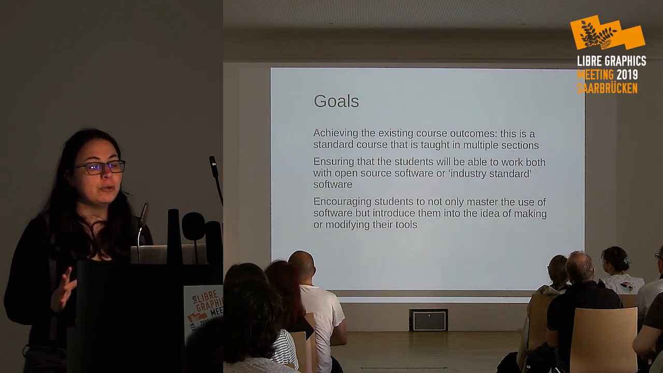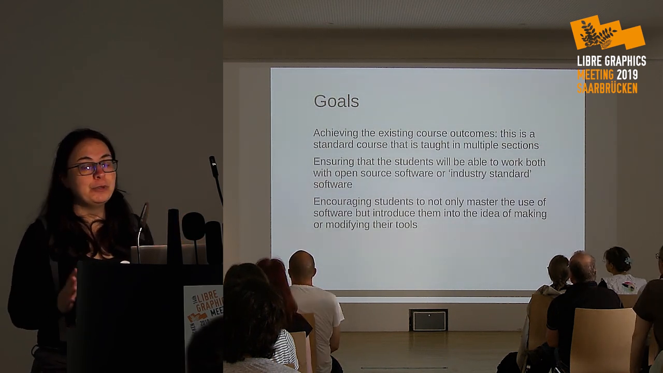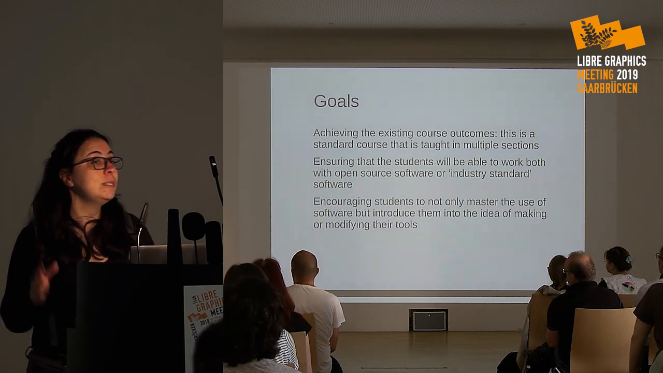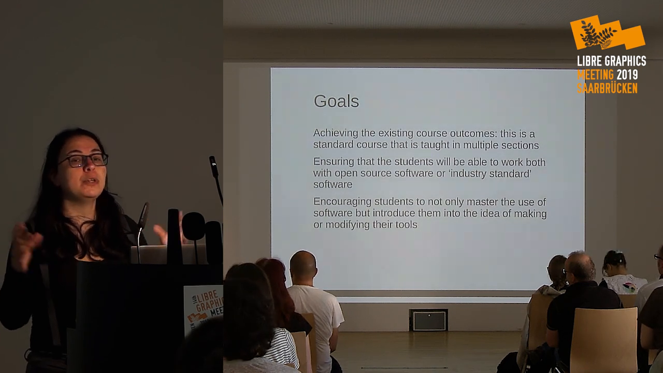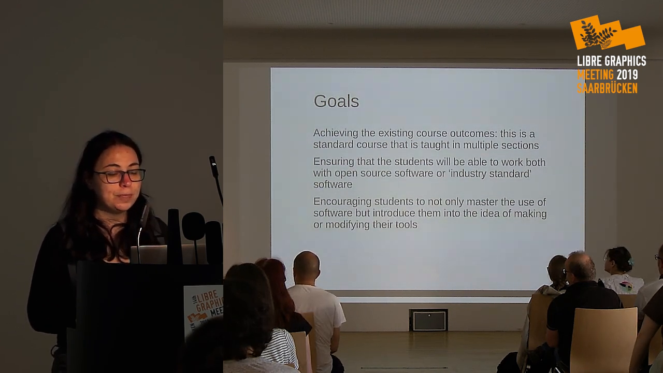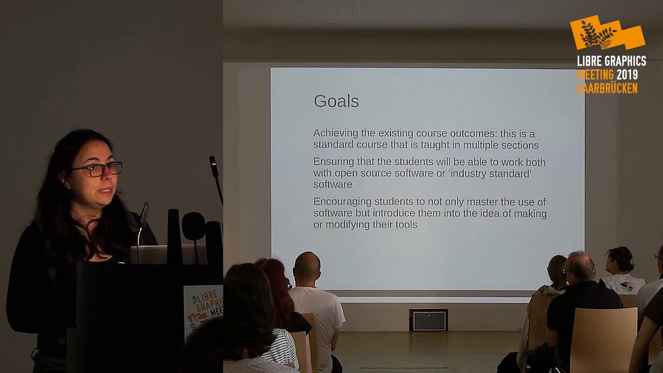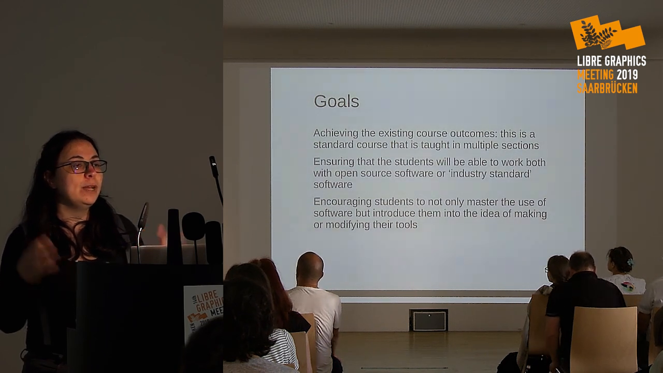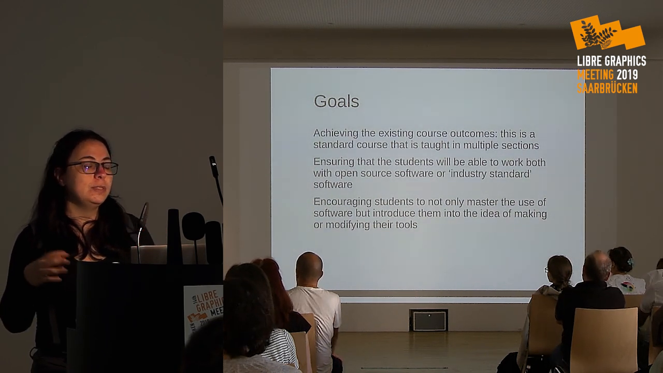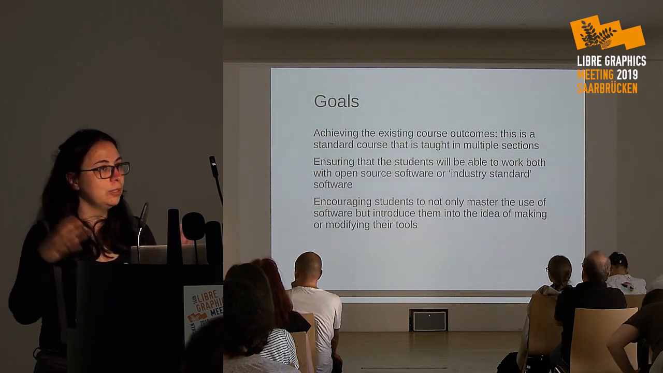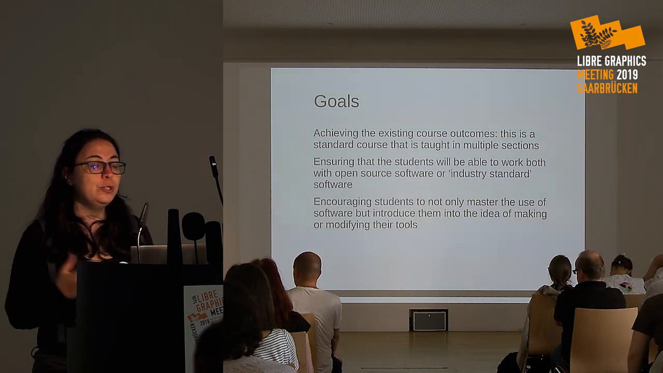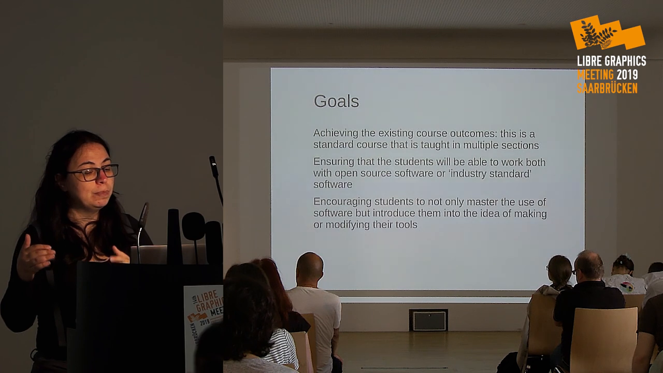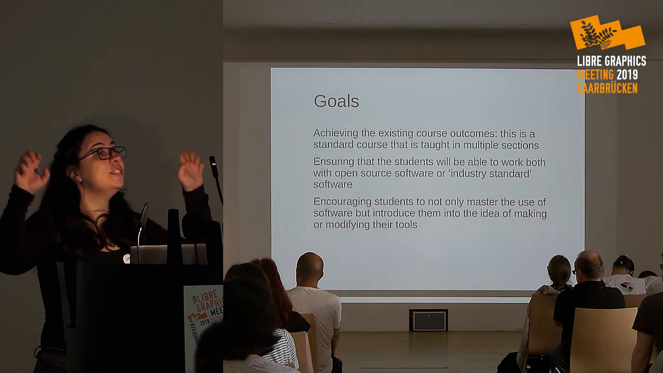So what were the existing course outcomes? This is a standard photography course. It's been taught by multiple instructors in different ways. So my outcomes still had to fit the standard outcomes of an introduction to photography course. I also set myself the goal, because I think this is something that needs to be explored, that students, when they finish the course, should be able to work, theoretically, doing photography jobs that are relevant to their skills. So they should be able to work with the open source software that I'm going to teach the class with, but at the same time, if they need to, they should be able to use the industry standard software.